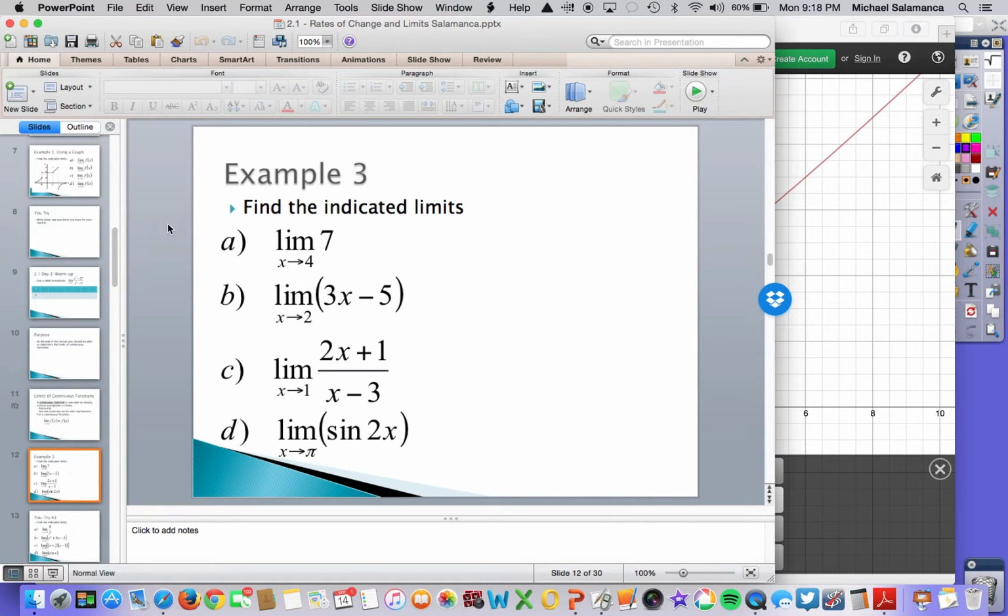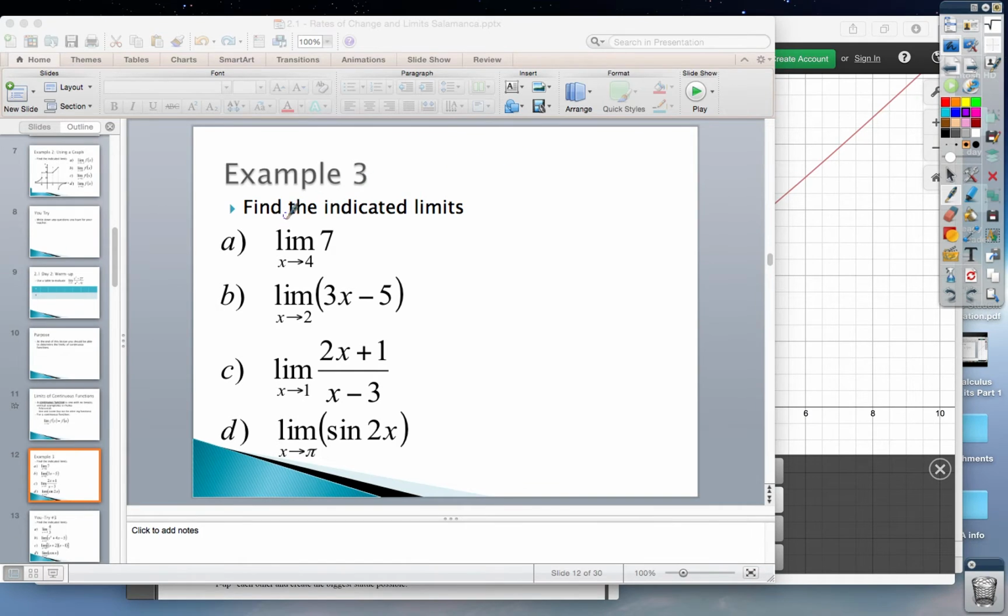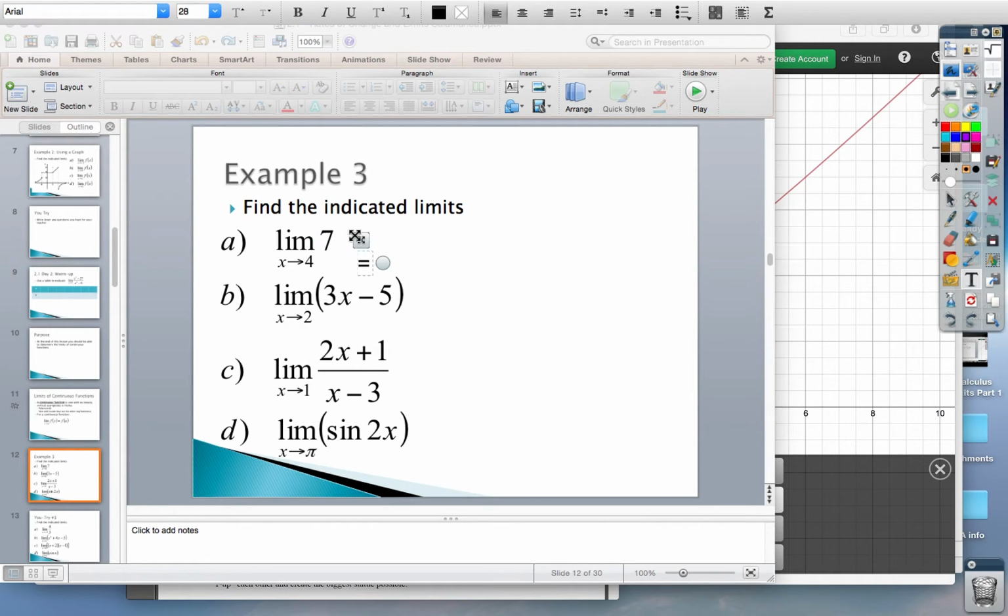So let's do a couple of example problems. As we take a look at example A, it says: what is the limit as x approaches 4 of 7? Now keep in mind that our function here is 7. Because there's no variable, that value is going to remain a constant. That's why it's called a constant. So the limit as x approaches 4 of the function 7 is equal to 7.